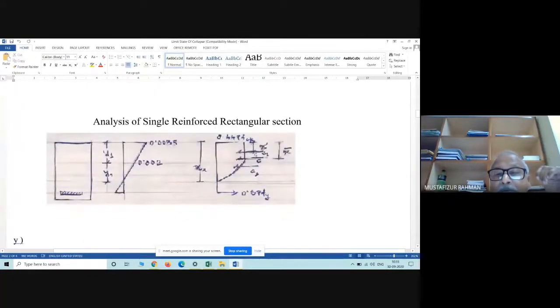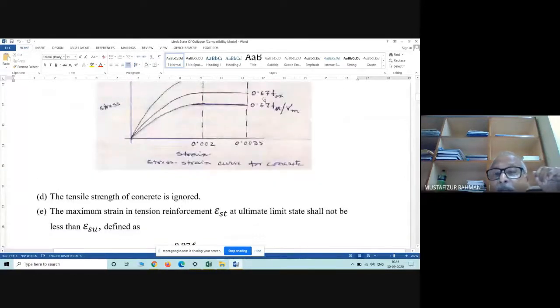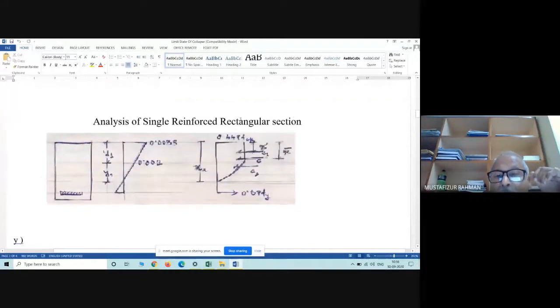Now see here, this 0.447 fck we got from this expression: 0.67 fck divided by gamma m. Gamma m is 1.5, so 0.67 divided by 1.5 is approximately equal to 0.447 fck. So at the extreme compression level, the stress is 0.447 fck. So this is known to us.